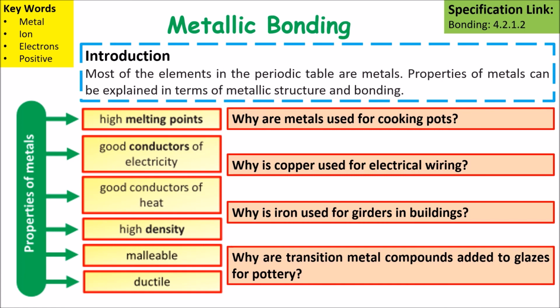If we have a look at these last four questions: why are metals good for cooking pots? Why is copper good for electrical wiring? Why is iron used for girders? And why are transition metals added as compounds in glazes for pottery?